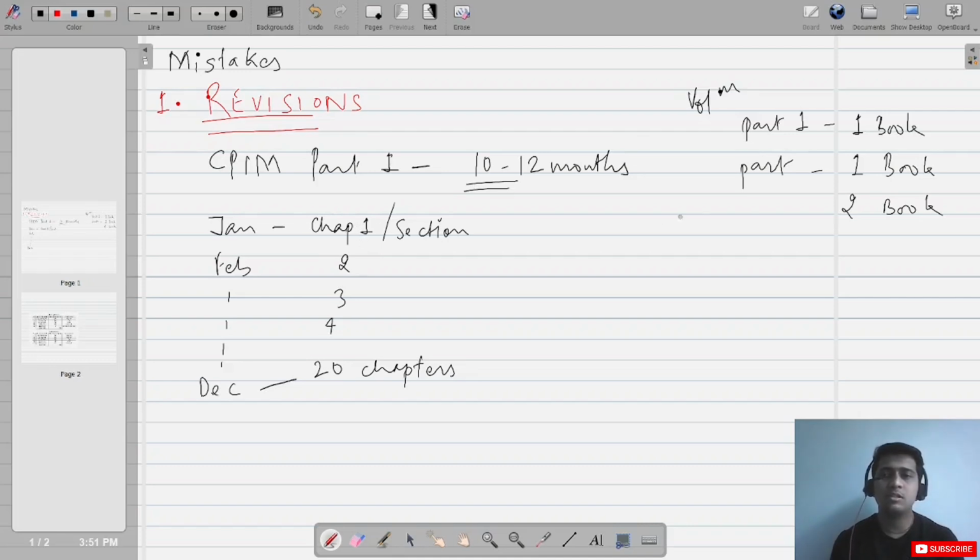Since this exam has such a huge duration, around 10 to 8 months, what you have read at the initial point, you may not be able to remember it here. So this is the mistake which I did, and I learned this in a very hard way, to not having enough slots for revisions.